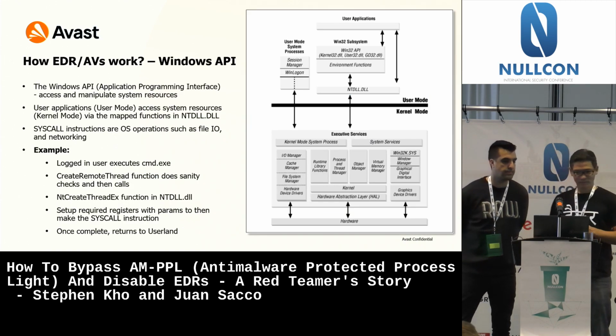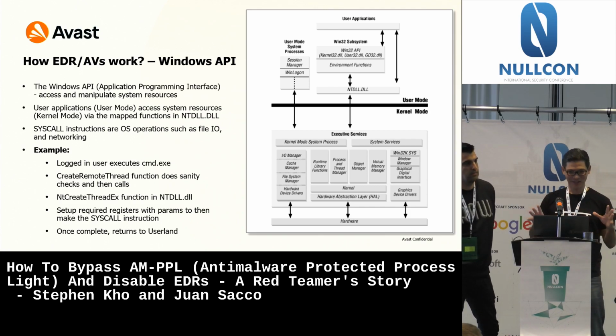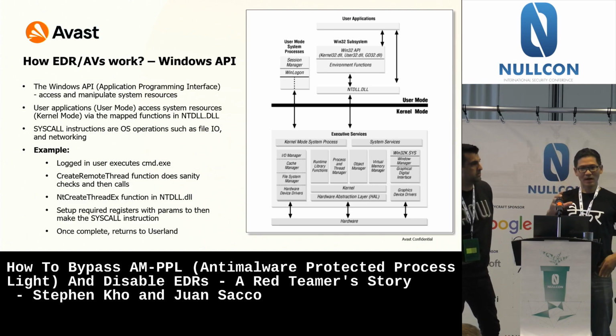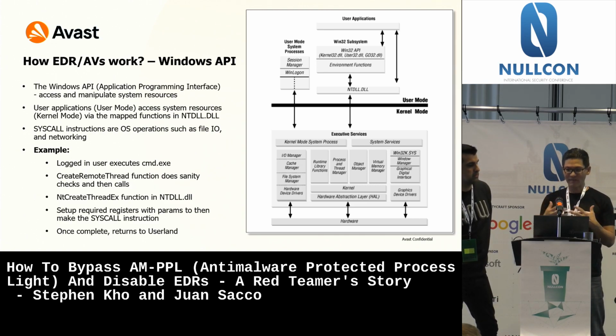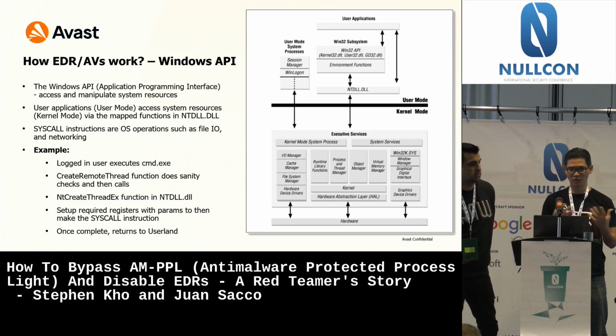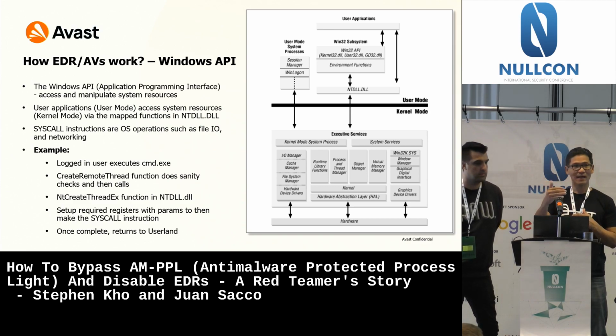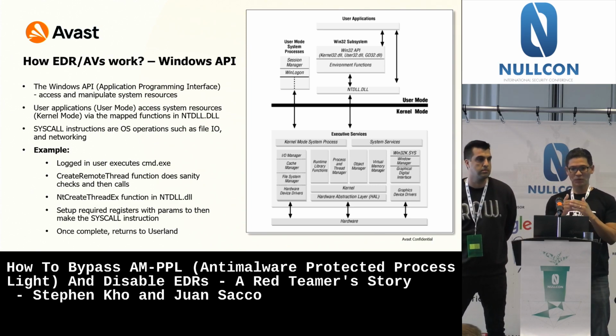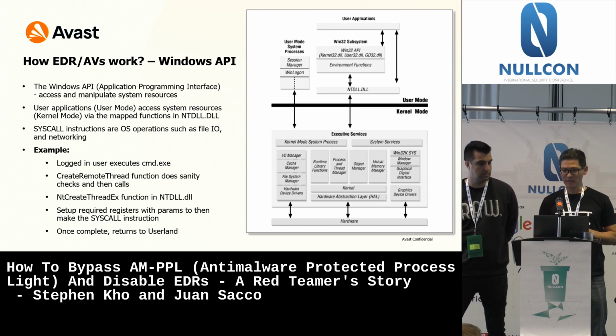Right. So now we've got some architecture set, we now talk about the Windows API. The Windows API is that interface through which we can programmatically access and manipulate the system resources, such as your processes and threads and memory, right? And how that works is the applications in user land or user mode will access the kernel mode resources through functions mapped in the NTDLL API.